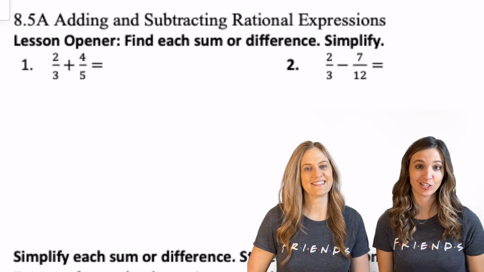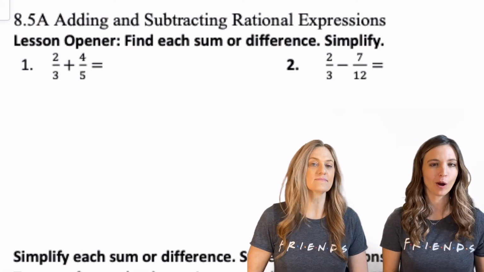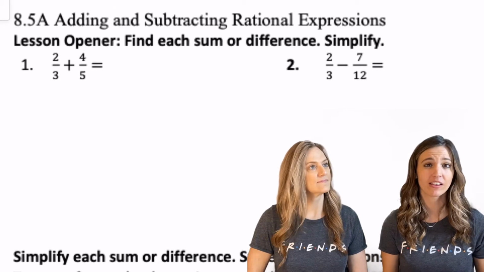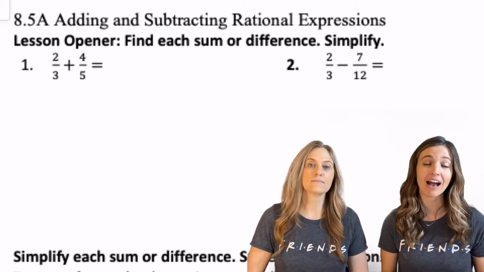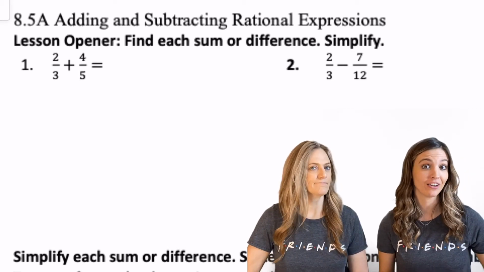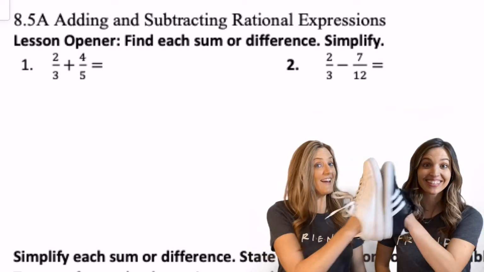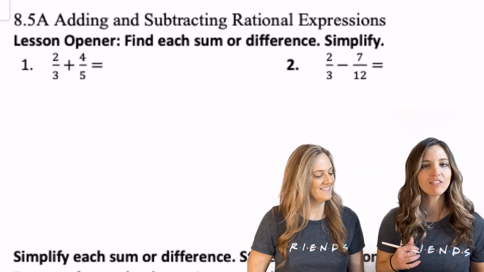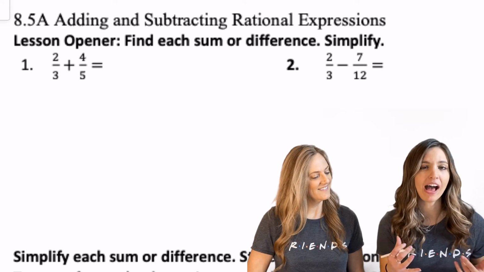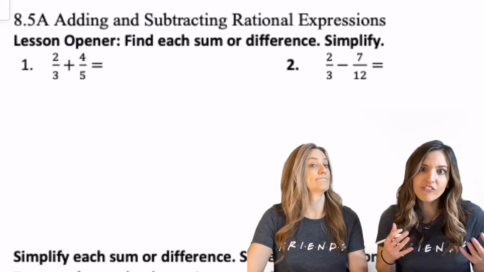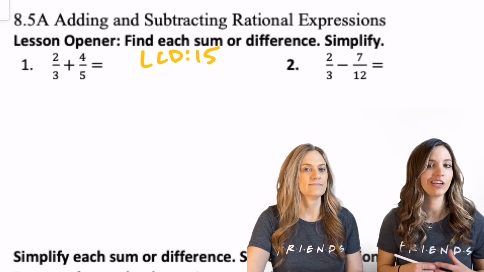Subtracting rational expressions. Looking at the lesson opener, my first problem is 2/3 plus 4/5. Well, to add fractions together, we have to have a least common denominator. It's kind of like having matching shoes. I have a denominator of 3 and a denominator of 5. What do they have in common? Well, 15. So my least common denominator here is 15.